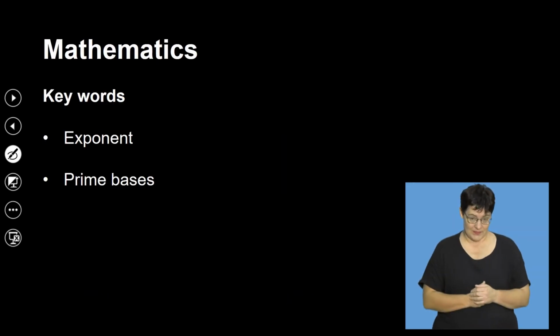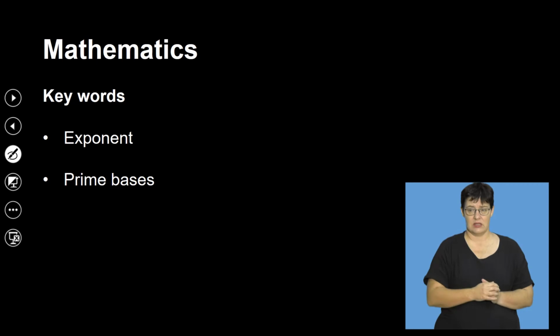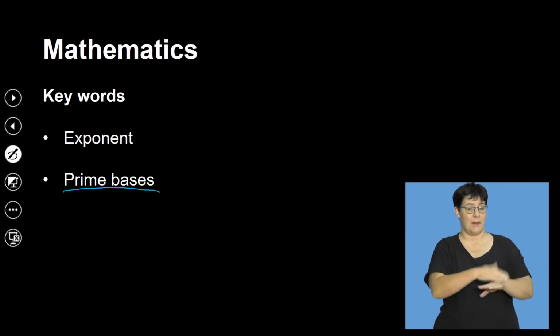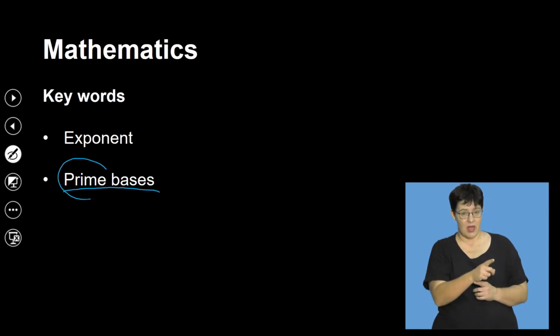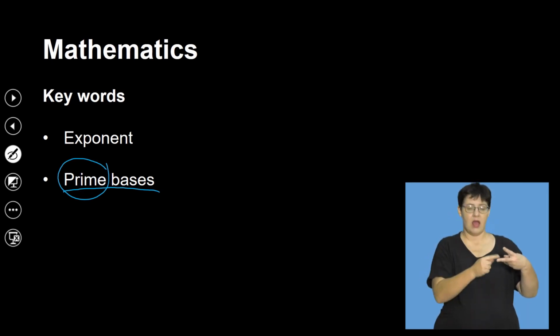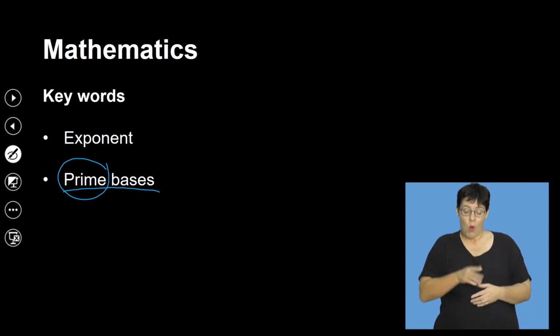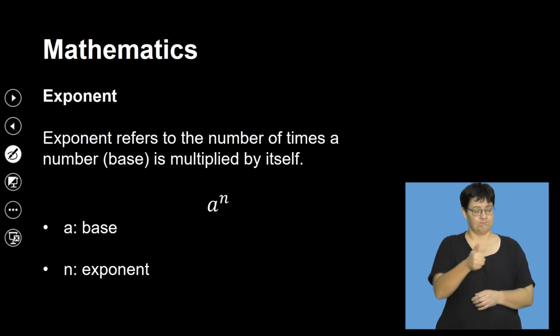Now, the key words for this lesson will be mainly the concept of an exponent and also the concept of a prime base, right, or prime basis. Remember that a prime number is a number that has two factors, one and itself, right? So our bases, we're going to try by all means to make them prime numbers at all times. That's the main thing that we need to do when it comes to exponents.